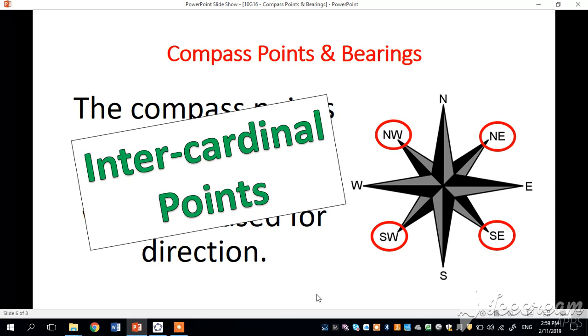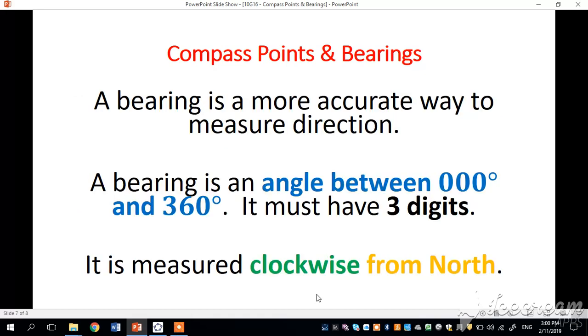Now there are things called intercardinal points, which are halfway between north and east and south and east and so on. So we have northeast, southeast, southwest and northwest. There are such things as intercardinal points halfway between these again, but we're not going to stress about these.